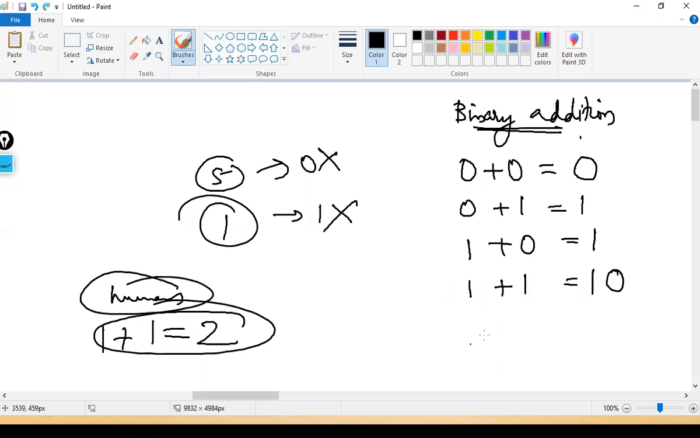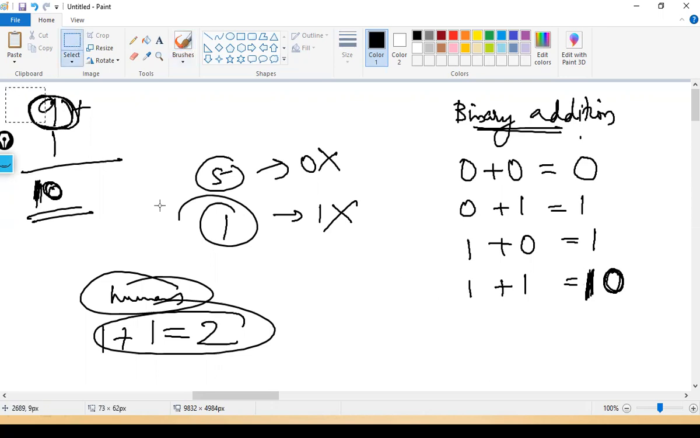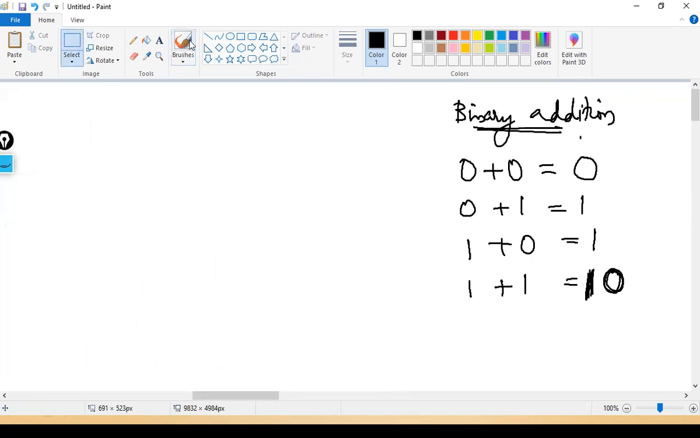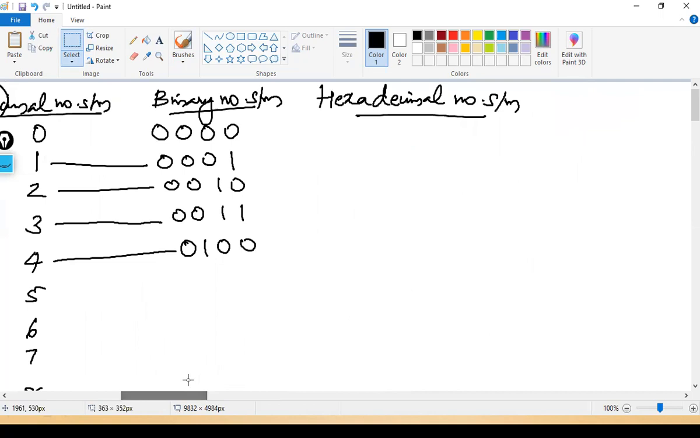It is similar to this one. If you write 9 plus 1 in decimal, what is 9 plus 1? 10. So it has reached its maximum. Now this value has reset and the next value has come. Same thing here: 0 with a carry 1. Clear? Now we'll go back. I suppose now you ought to remember this binary addition.